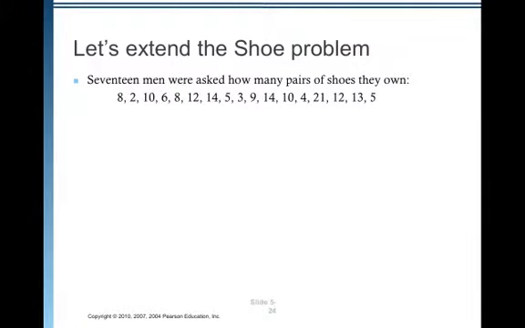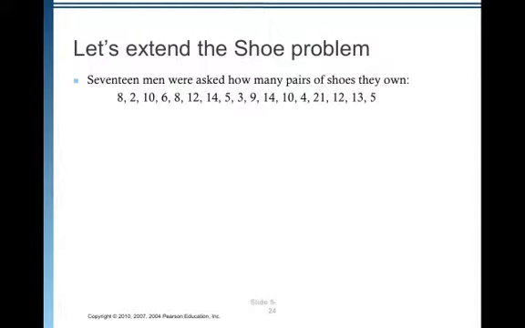Let's extend the shoe problem. Let's look at what 17 men said when they were asked how many pairs of shoes they own. You'll need to either create a separate list in your document that you have for the women's shoes, and put shoes with an M for men's shoes, and make this separate list. Then you can add a third page, another data and statistics page, but this time choose the shoes for men as the variable, and then create a box plot there.